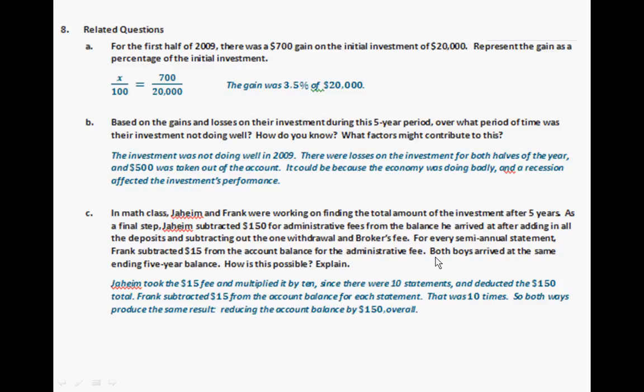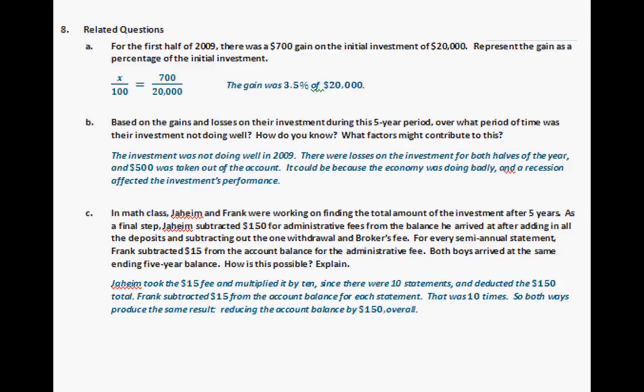Jahim and Frank were working on finding the total amount of investment after 5 years. As a final step, Jahim subtracted $150 for administrative fees from the balance he arrived at after adding all the deposits and subtracting out one withdrawal with the broker's fee. For every semi-annual statement, Frank subtracted $15 from the account for the administrative fee. Both boys arrived at the same ending 5-year balance.